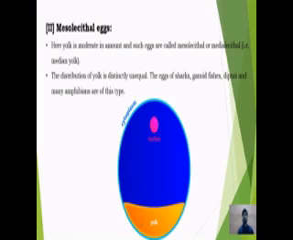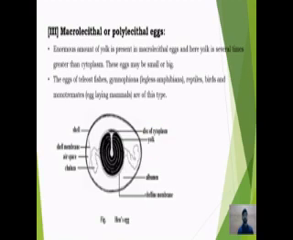Then the mesolecithal. Meso means a moderate amount of yolk is present inside the egg. It is also known as mediolecithal, meaning medium yolk. It is distinctly unequally distributed inside the egg. Such types of eggs are found in sharks, gar fishes, lung fishes, or amphibians. Then the macrolecithal or polylecithal egg.